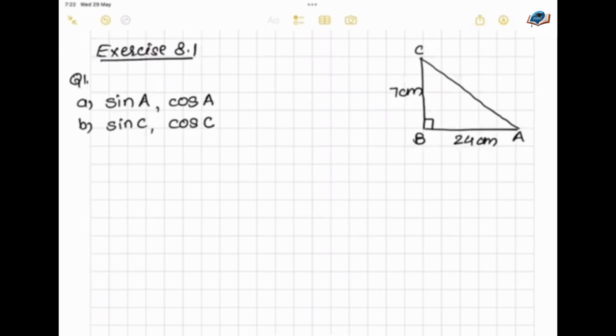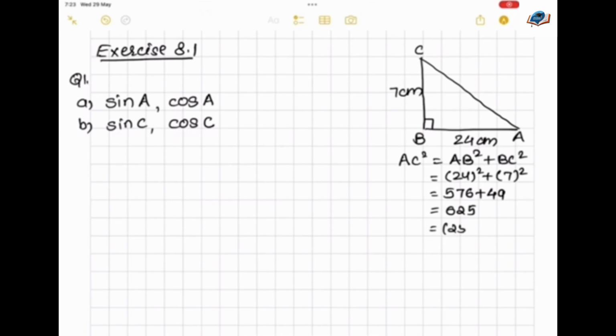Now let us discuss the first exercise. Question 1 says find sin A, cos A, sin C, cos C. Two sides are given, AB and BC. So first, to find the third side or the hypotenuse, we have to use Pythagoras theorem. Pythagoras theorem is AC square equal to AB square plus BC square. Now AC I don't know. So 24 square plus 7 square, that will be 576 plus 49, so that will be 625, which is equal to 25 square. So AC is 25.